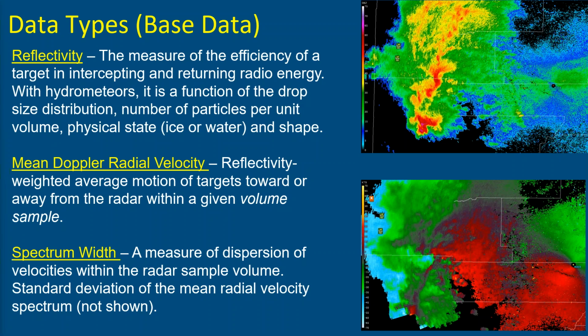There is something too called spectrum width, which I won't talk a whole lot about, but it can be useful as well. It measures the dispersion of velocities within a radar sample volume. So for those circulations that are so small they're not resolved well by the radar, sometimes you'll see a spectrum width maximum. This would be used less often, but it still can be useful.